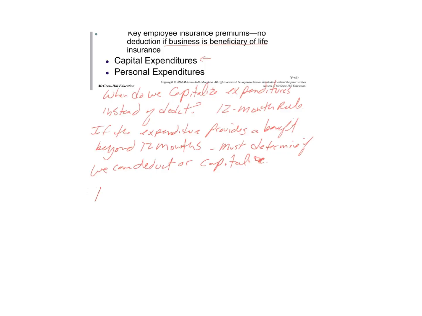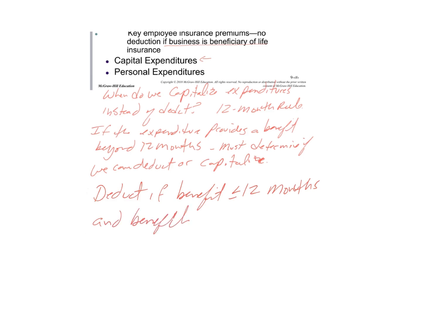Okay, so we deduct if the benefit is less than or equal to 12 months and benefits do not extend beyond the end of next tax year. Okay, now a couple of things.